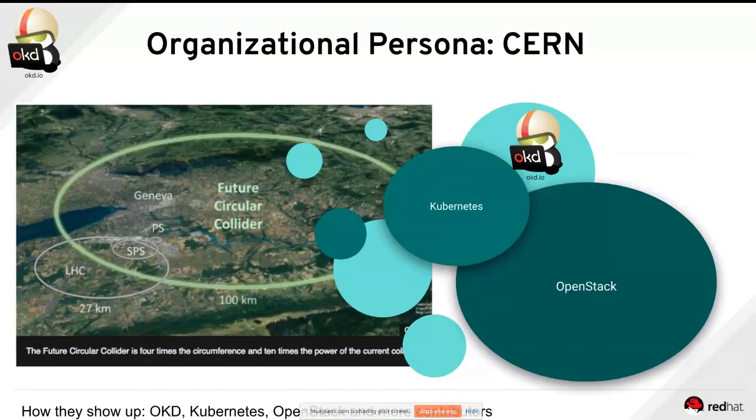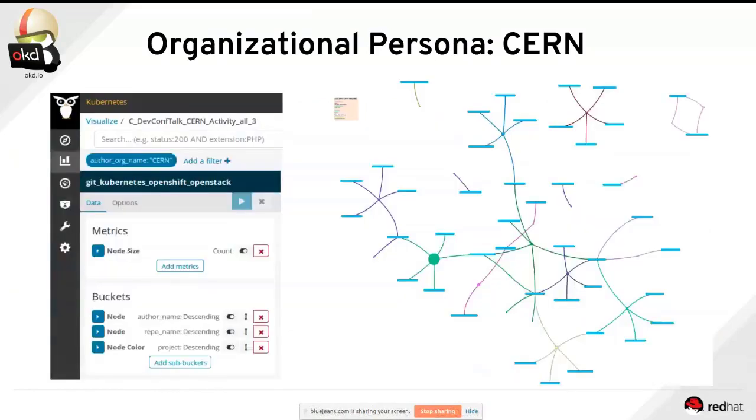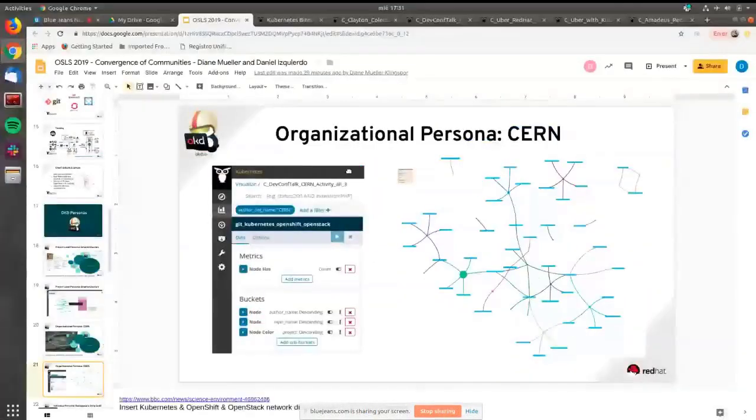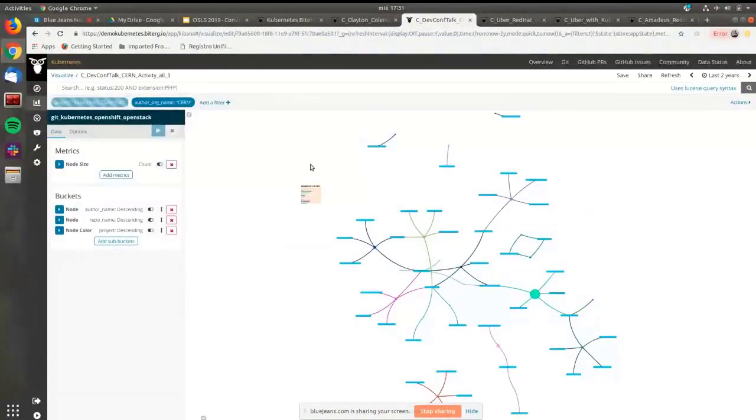So if you want to dive into the dashboard for that one, that would be great. Yeah, so this is the example we have here. If we go to the dashboard, what we have here is the activity of CERN in OpenStack, CNCF, OpenShift.